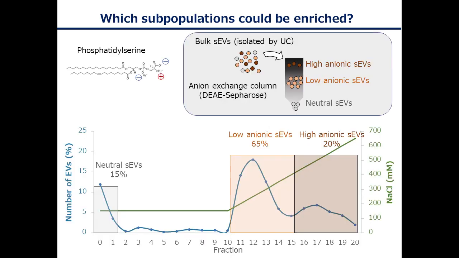Another question is which subpopulations could be enriched by each isolation method. As you know, phosphatidylserine is an anionic phospholipid. We therefore subjected bulk SEVs isolated by ultracentrifugation to anion exchange column to fractionate SEVs based on differences in their anionic charge. When SEVs were eluted by increasing sodium chloride concentration, we could obtain three groups, which corresponds to neutral, low anionic, and high anionic SEVs, and each percentage is as shown.